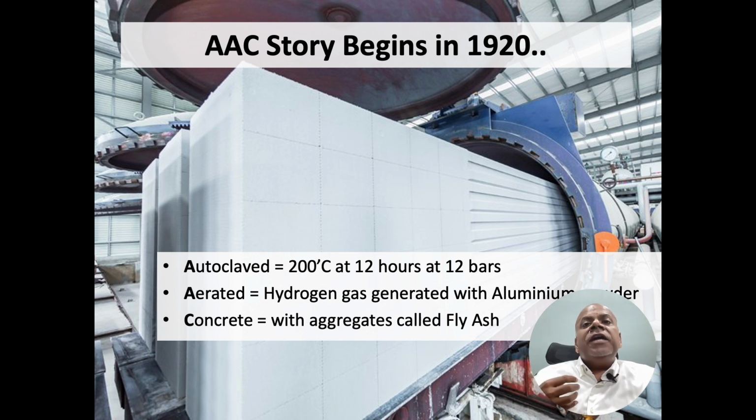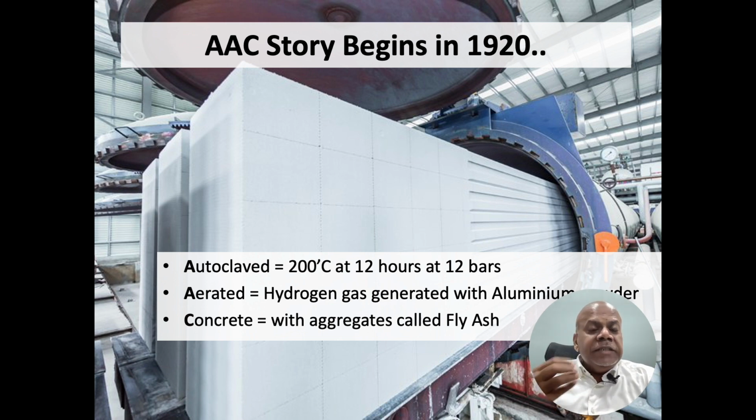The second part was aeration. Aeration is when you induce air in the product to make it lightweight. When the product becomes lightweight, the AAC blocks are so light that they float on water. They have a density half of water, and that gives us numerous other benefits which we will see ahead. So A, aeration; the third is C, concrete.